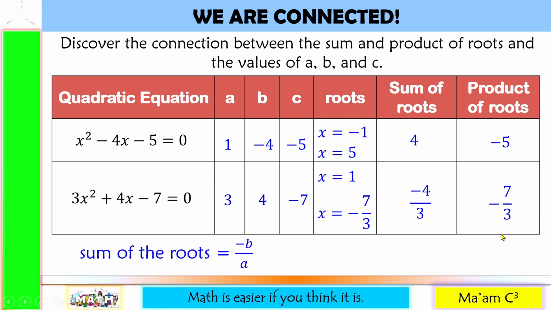Now, for the product of the roots, I have here negative 5. I also have here negative 5. I have here negative 7 over 3. I have here negative 7 and 3. If I am going to divide my C by my A, in this case, it will become negative 7 over 3, which is actually the product. Let's see if it applies to quadratic equation number 1. Negative 5, my C, divided by A, which is 1, is still negative 5, which is the product. Therefore, the formula for the product of roots is indeed C over A.